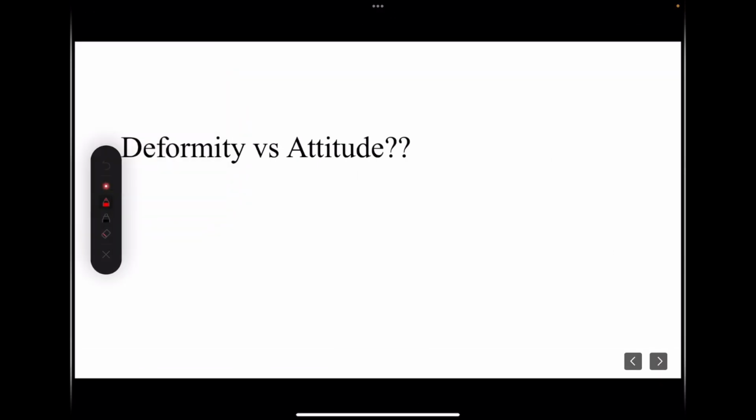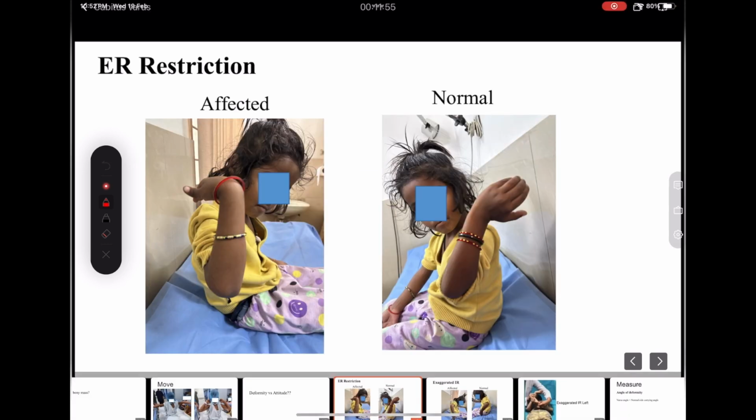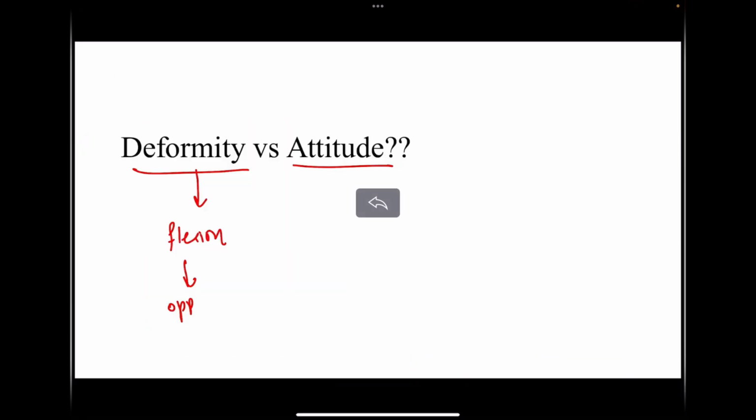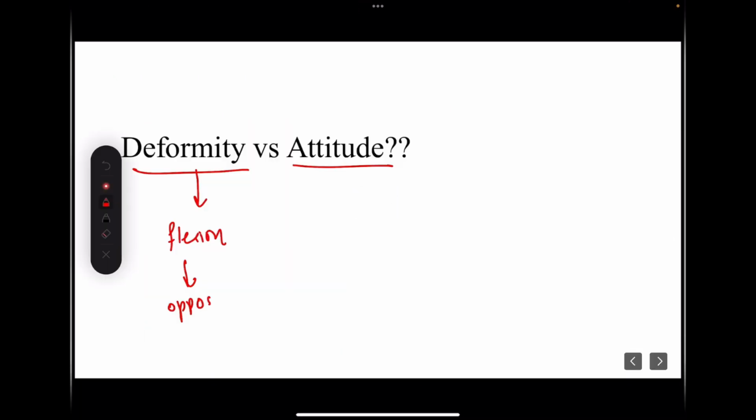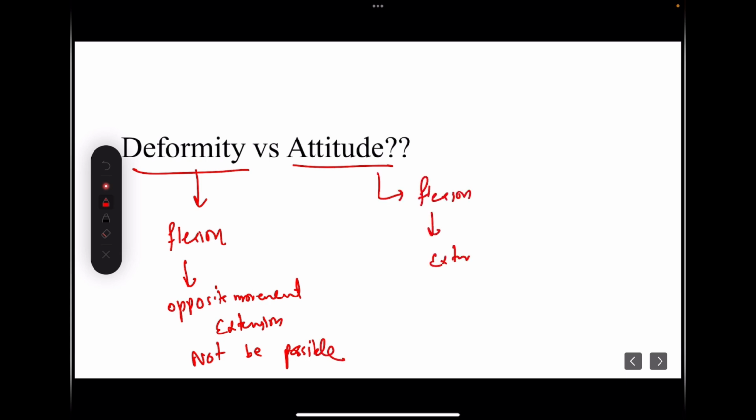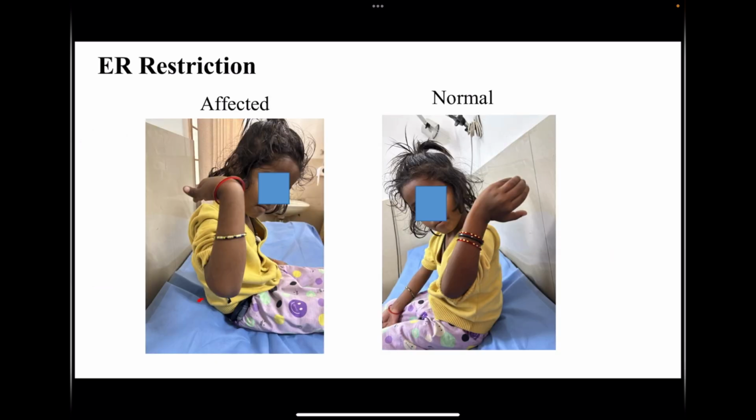So, coming to the concept of deformity versus attitude. What is the difference between deformity and attitude? In deformity, if a child has a flexion deformity, then its opposite movement, that is extension, will not be possible. But in attitude, if a child has a flexion attitude, then extension, the opposite movement, will be possible.